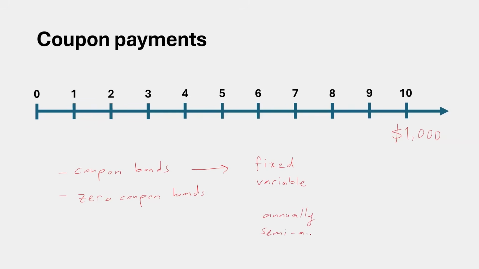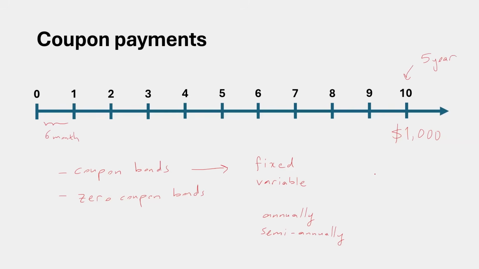So coupon payments could be, for example, annually, or they can also be semi-annually. So semi-annually means 2 coupon payments within a year. Okay. So for example, if this is a bond with semi-annual coupons, so these periods would represent half a year. Okay, so each period would be 6 months, and this would be actually a 5-year bond.